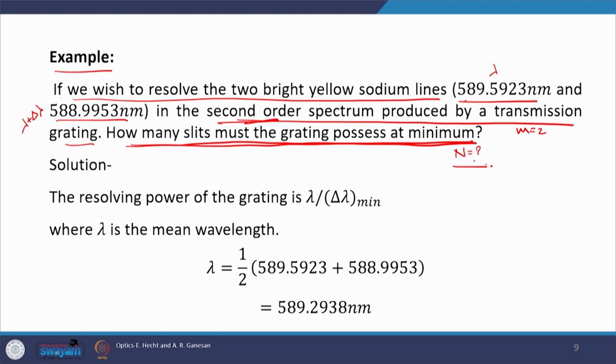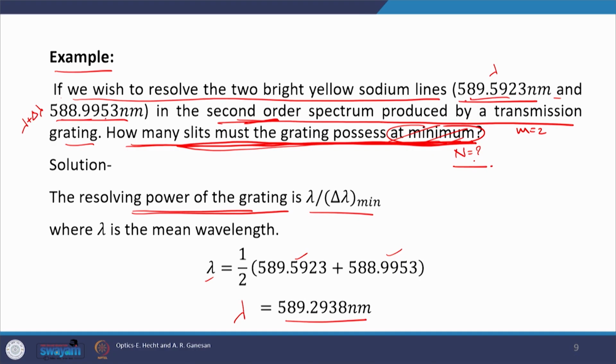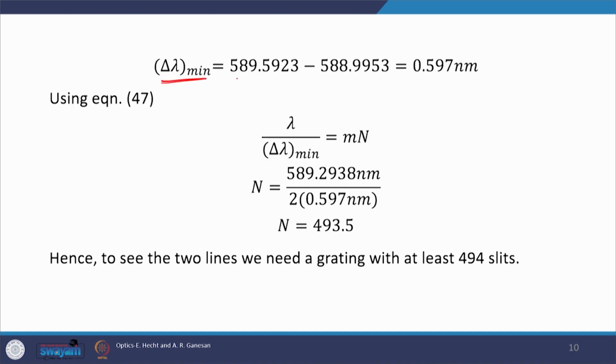Two wavelengths are given, so let us calculate the mean wavelength. The mean wavelength is given by wavelength 1 plus wavelength 2 by 2. This is now the mean wavelength. Why do we want to calculate the mean wavelength? Because we want to calculate the resolving power of the grating, which is lambda by delta lambda min. If we want the number of slits to be minimum, then the wavelengths given here must be the minimum wavelength separation, delta lambda min. From the two wavelengths given, we can calculate delta lambda min.